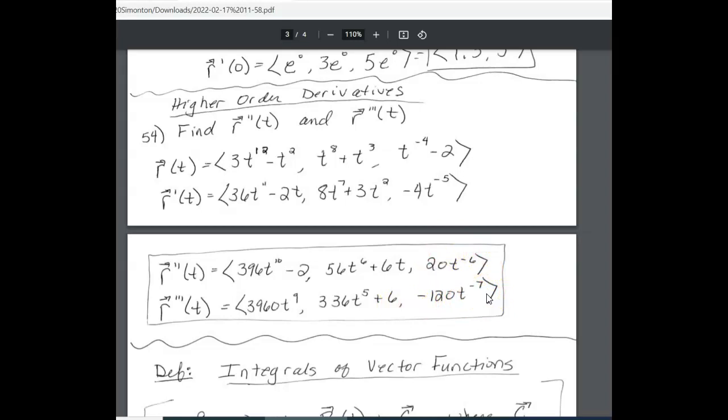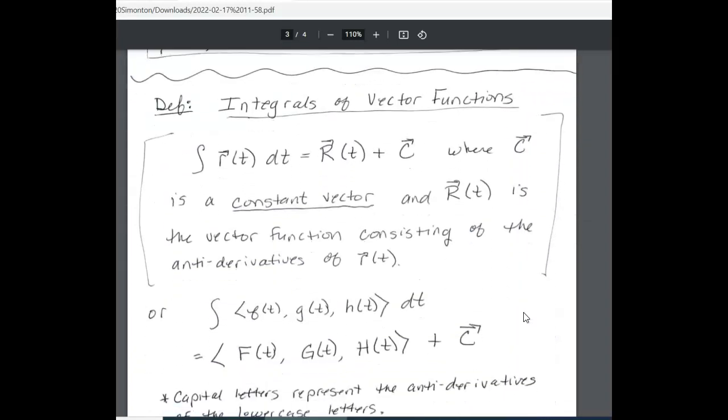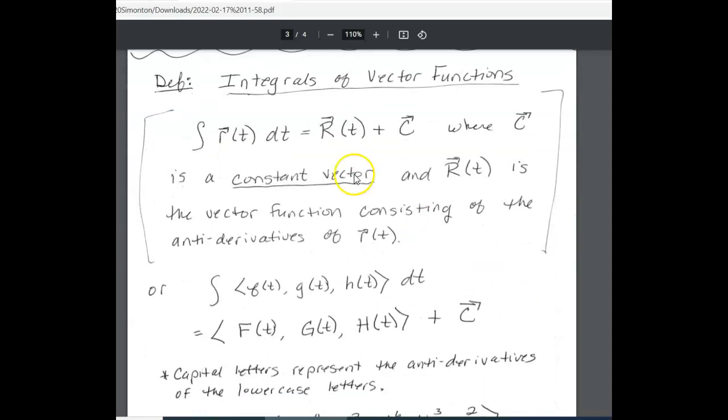Okay, just normal derivative rules from Calc 1. Integrals of vector functions work exactly the same. If you needed to find the indefinite integral of a vector function r of t, you get its antiderivative vector plus a constant. Notice these are still vectors. C is a constant vector, and the capital R is the function consisting of the antiderivatives from the original vector that you were given.